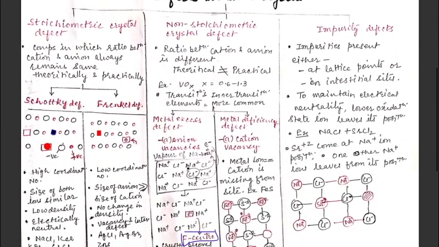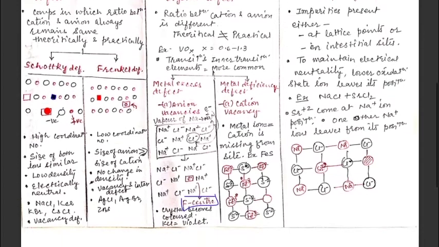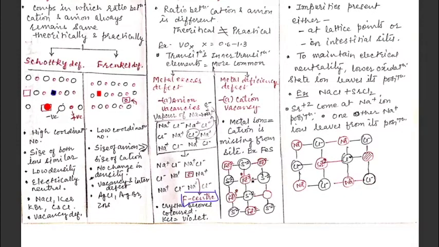Now next type of non-stoichiometric defect is metal deficiency defect. This defect may again arise by two ways, either by cation vacancy or by the presence of extra anions at the interstitial site. मेटल एक्सेस कैसे होगा? एनायन मिस हो जाएगा, तो यहाँ पर मेटल डेफिशिएंसी कैसे होगा कि मेटल आयन मिस हो जाएगा, कैटायन मिस हो जाएगा अपनी पोजीशन से. So first is cation vacancy.